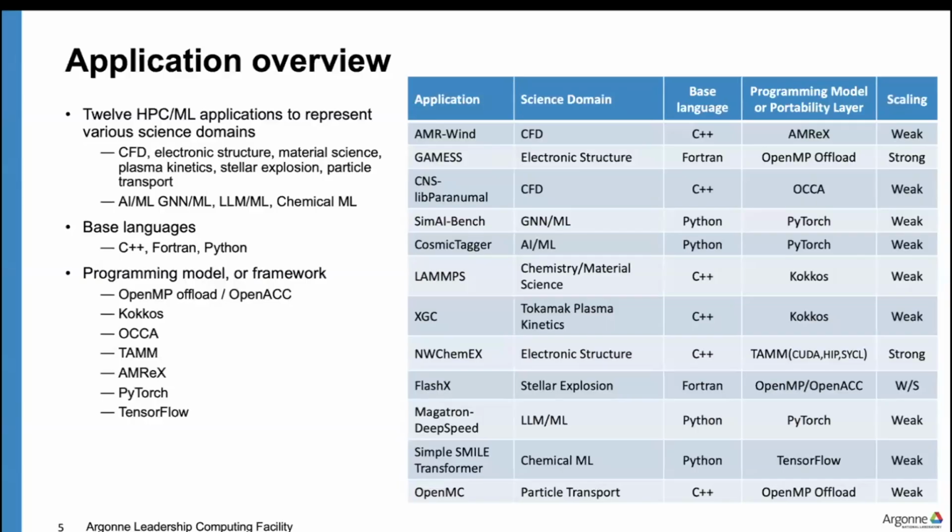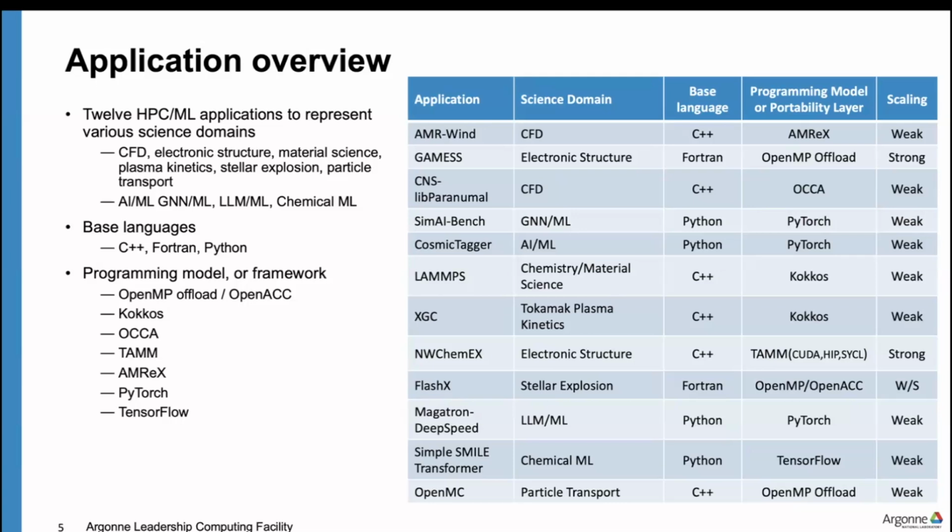And they have their own choices of portability layers. Some of them use the OpenMP offloading model, OpenACC, or the Kokkos framework, AMReX, or PyTorch or TensorFlow for the ML applications. On the right-hand side, you can see all the different characteristics of the applications. We just want to cover the variety and scope of the applications in this test.